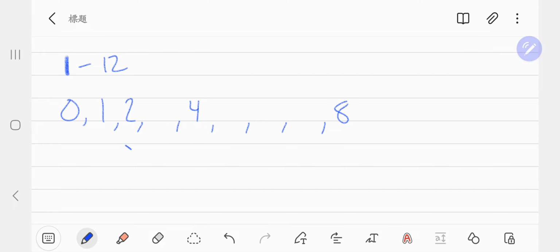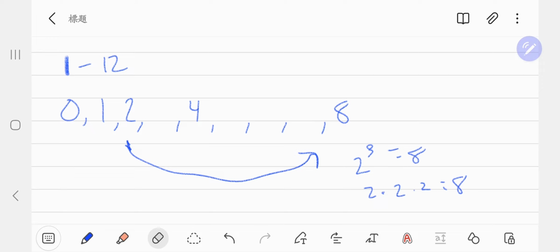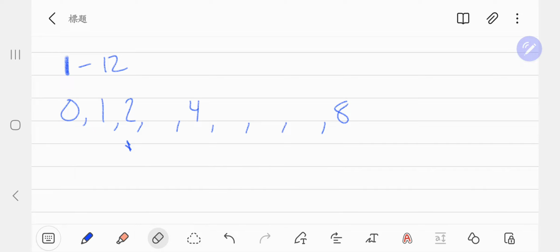And go straight to 8. Because why? Because 8 is 4 times 2. But more importantly, we're going to work with prime numbers here. 2 is a prime number. 2 cubed, or 2 times 2 times 2, equals 8. Now, just like with the rule for 4, we're going to build on that pattern I said earlier.